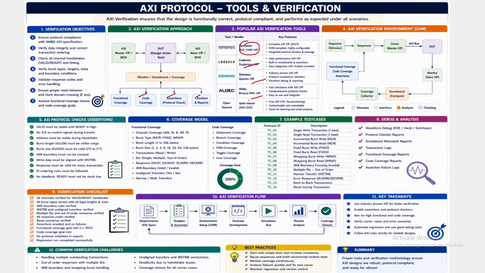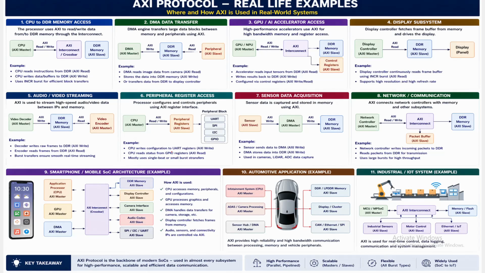Clear? So coverage models we are considering in coverage channels, all the channels. All the signals we need to store in the data, and burst types we are considering. We are checking transactions, read and write, single transaction or multiple transactions, out of order transactions. We are checking all these things.